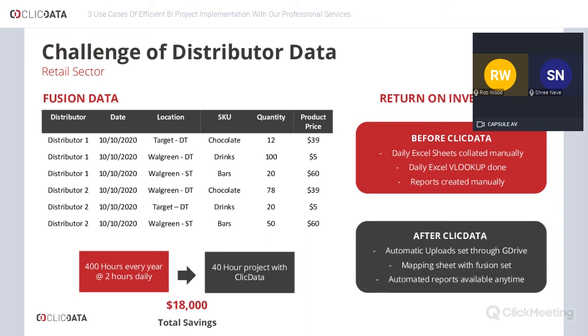Just to give you some context on the numbers, initially they were spending an hour to two every day trying to get these reports collected. With Click Data, they signed on for a 40-hour project where we did a fixed cost project for them, where we did everything from start to end at a certain cost. And that led to a total saving of 18,000 just in the first year. If they had continued doing that for the next few years, or if the number of distributors they were working with had expanded, definitely the return on investment with Click Data would have been greater.